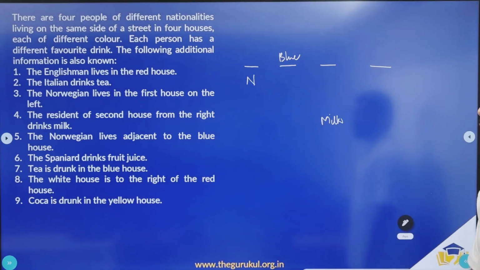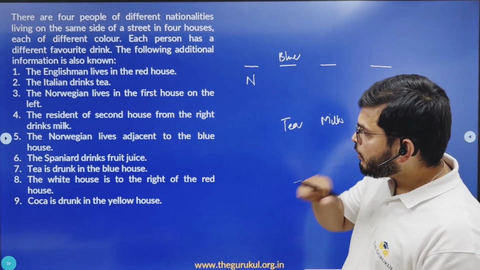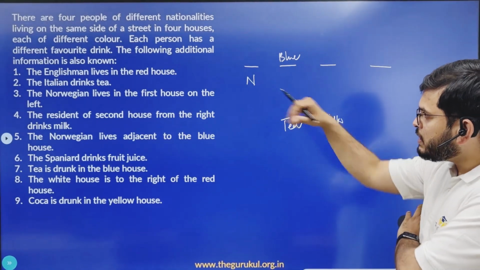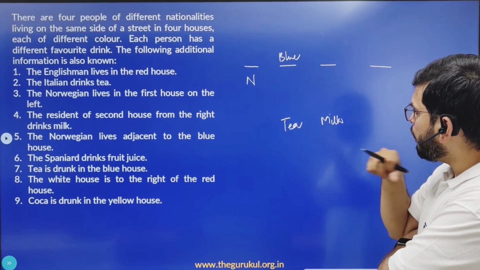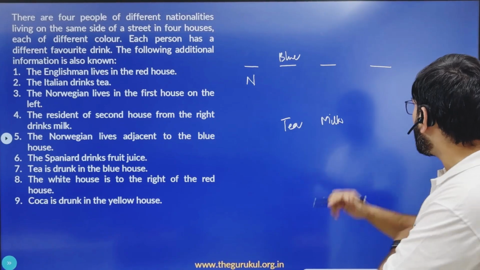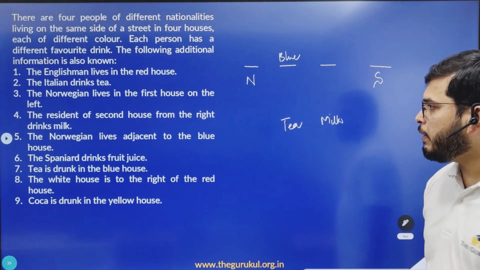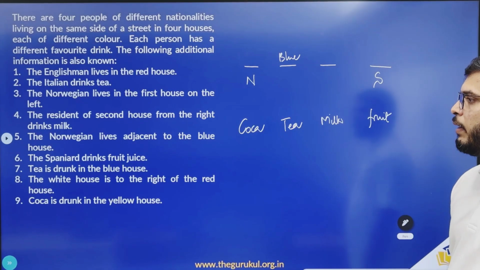blue. The Spaniard drinks fruit juice. Tea is drunk in the blue house. So this should be. Now, given that the Spaniard drinks fruit juice, this person is already Norwegian. So can we have Spaniard here? No, because this person drinks tea. This person drinks milk. So that's not possible. So this should be Spaniard, and he drinks fruit juice. And we have the Norwegian drinking cocoa.